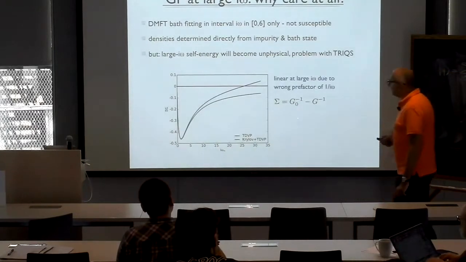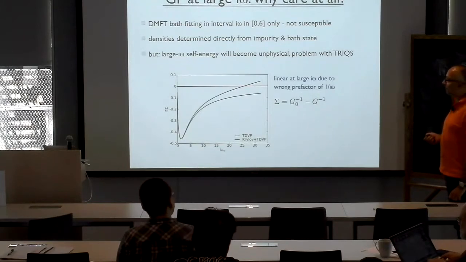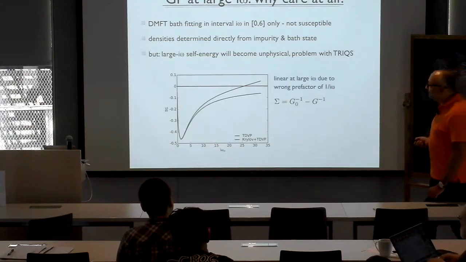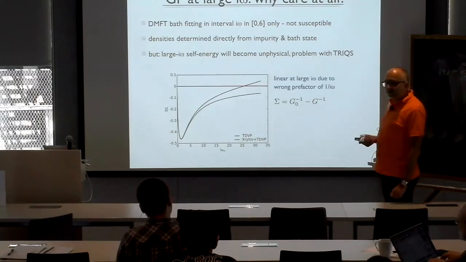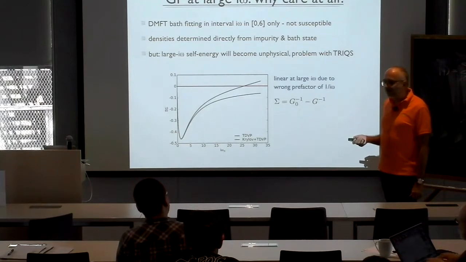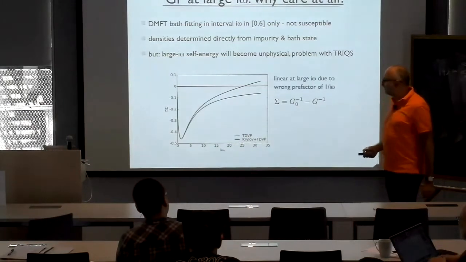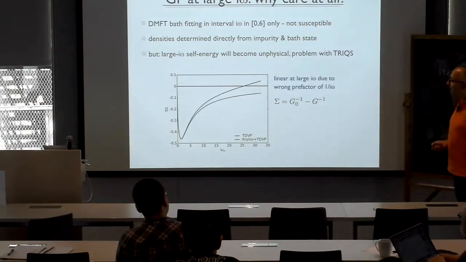Because you could argue, well, these guys are fitting in the interval 0 to 6 only. Why do they care about stuff going on at 30, 40, 50? The second thing is, we in DMRG can calculate densities directly. We don't have to Fourier transform a Green's function at tau equals 0 plus or 0 minus, which would mean you have to have the large frequencies correct. So in some sense, we could say from this perspective, it doesn't really matter.